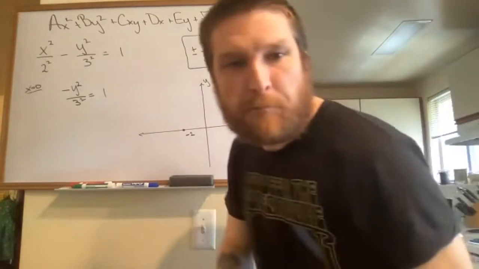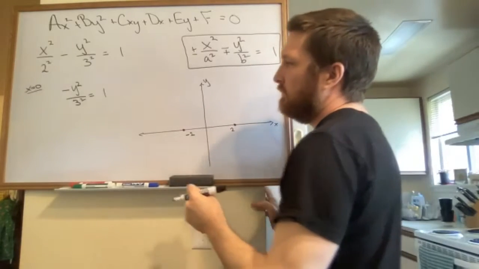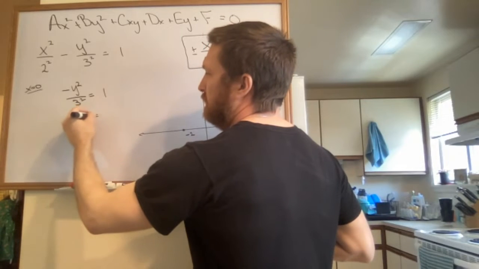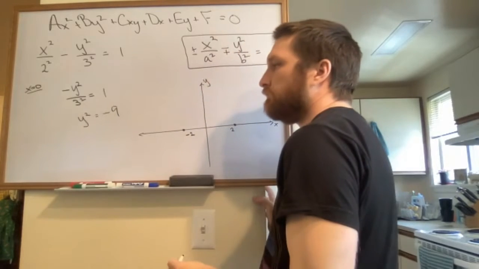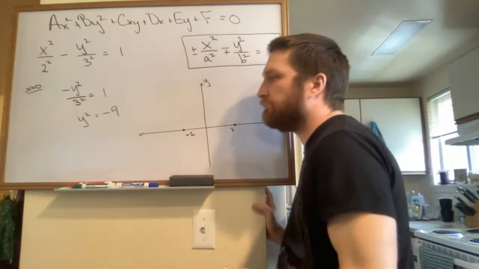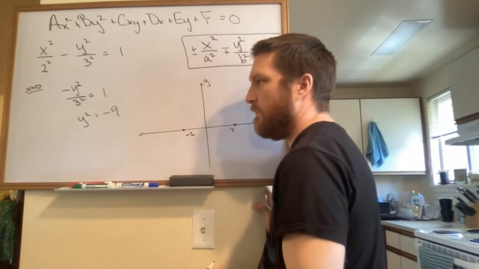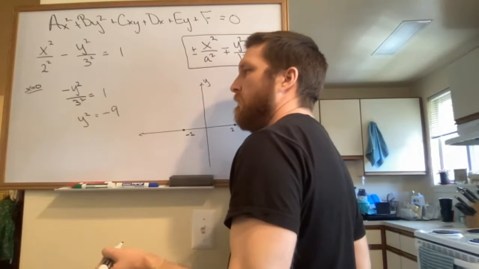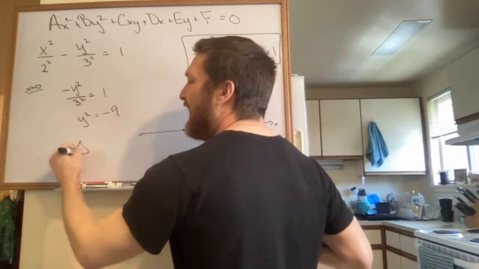Okay, what? Y squared would equal -9, or -3 squared. So y equals ±3. 3i. Yeah, it would be plus or minus 3i.